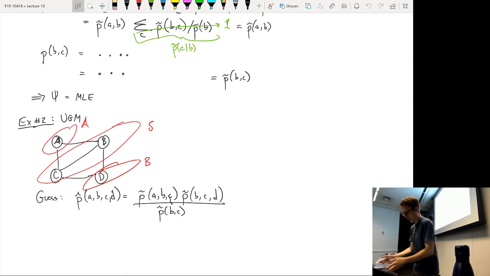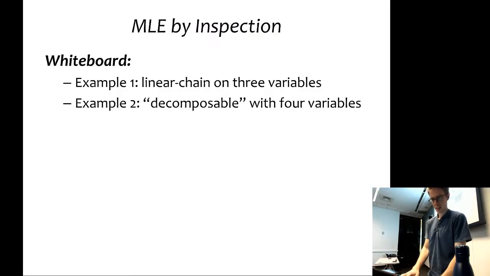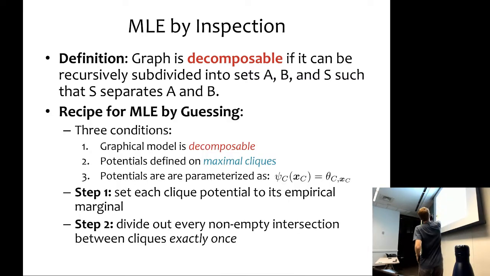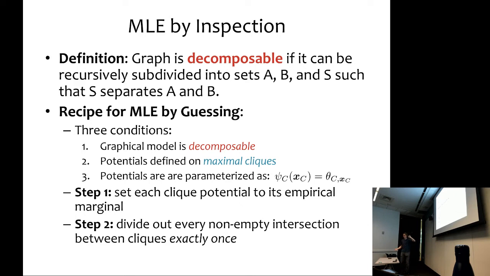Okay. So, in fact, what we would find here is that if we have a graph that's decomposable, in that it can be recursively subdivided in the way that I just divided that one up, so that you have a set A and B on either side separated by some set S in the middle, then we can get the MLEs, sort of by guessing, if the following three conditions hold. One, the graphical model is decomposable, like defined. Two, the potentials are defined on, say, maximal cliques or factors. And three, the potentials are parameterized just as if they were tables.